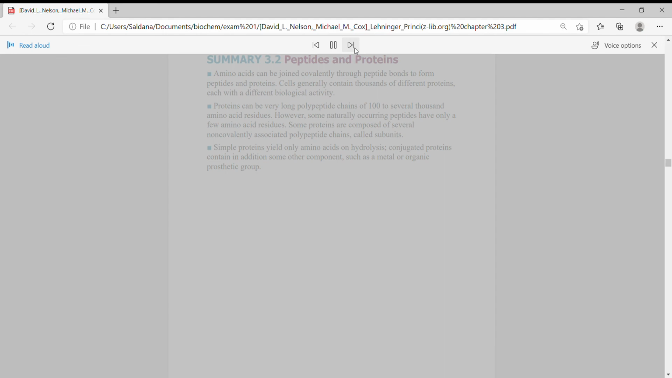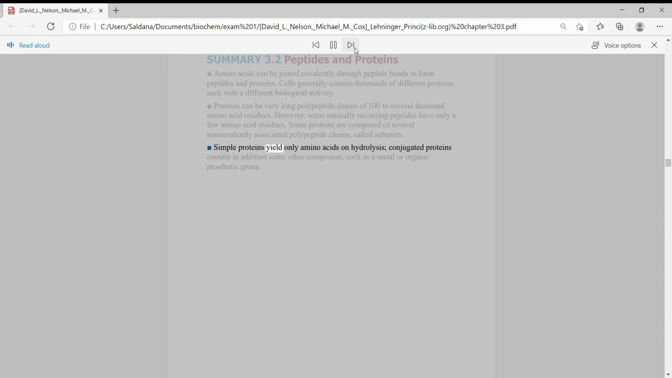Summary 3.2: Peptides and proteins. Amino acids can be joined covalently through peptide bonds to form peptides and proteins. Cells generally contain thousands of different proteins, each with a different biological activity. Proteins can be very long polypeptide chains of 100 to several thousand amino acid residues. However, some naturally occurring peptides have only a few amino acid residues. Some proteins are composed of several non-covalently associated polypeptide chains, called subunits.